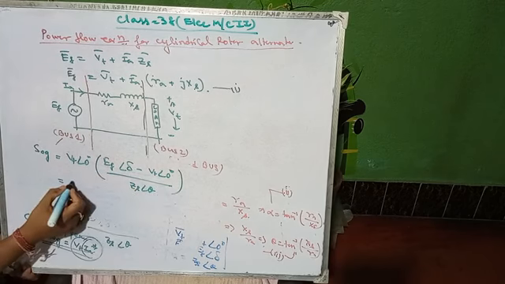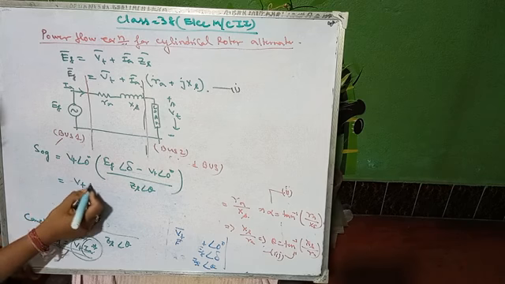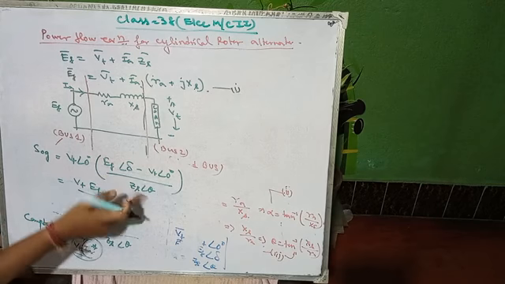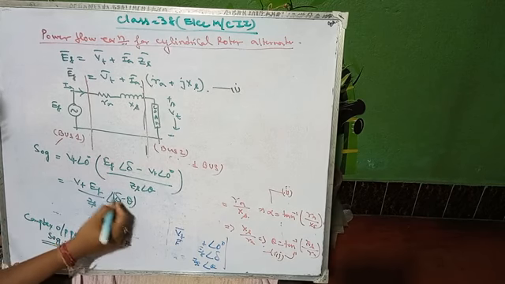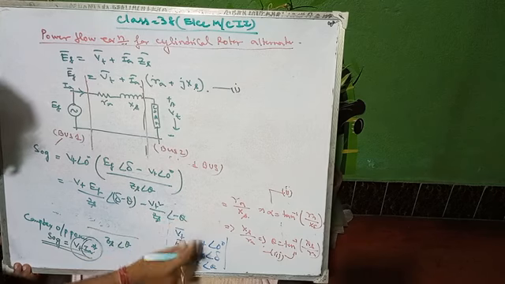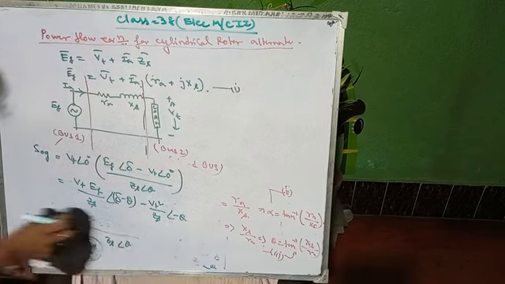If we multiply it, what happens? Vt EF by Zs has angle delta minus theta, and Vt square by Zs has angle minus theta.